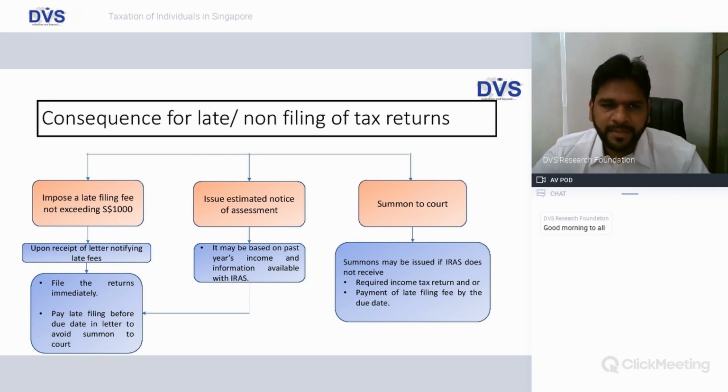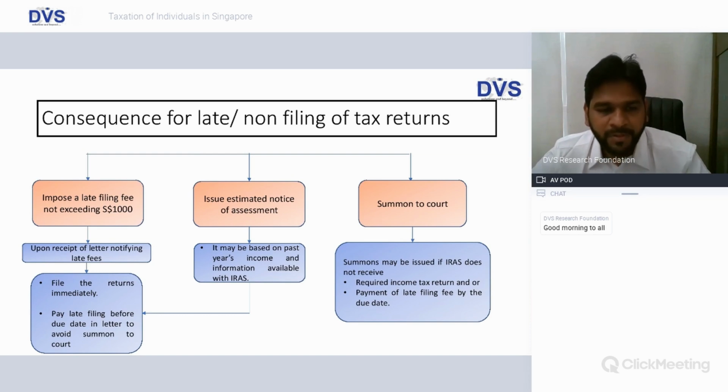In certain cases, when the assessing officer finds that it is important for the taxpayer to be informed of his estimated tax income, they issue an estimated notice of assessment, and it may be based on his past incomes or past data records available with IRAS. Having received that information, the assessee will have to quickly go and make sure that he or she pays the amount as estimated in the notice of assessment.